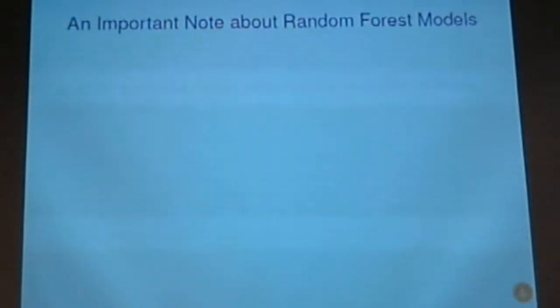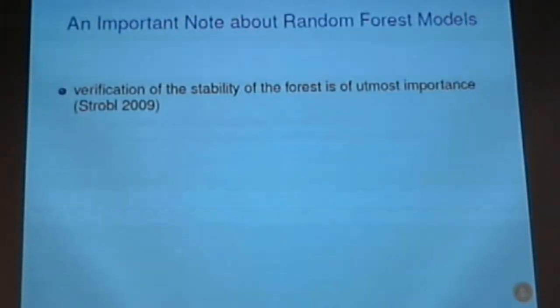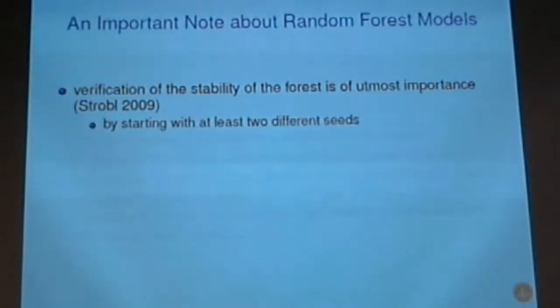In addition to that, remember earlier I mentioned random forest is a random statistical method. This is not exact, right? So the idea is that the result may not be stable, and also the result may depend on your random start. So try to verify the stability of the forest by starting with at least 2 different seeds. Rather than just do it once, do it more than once, twice, 3 times, and so on, and see the result.